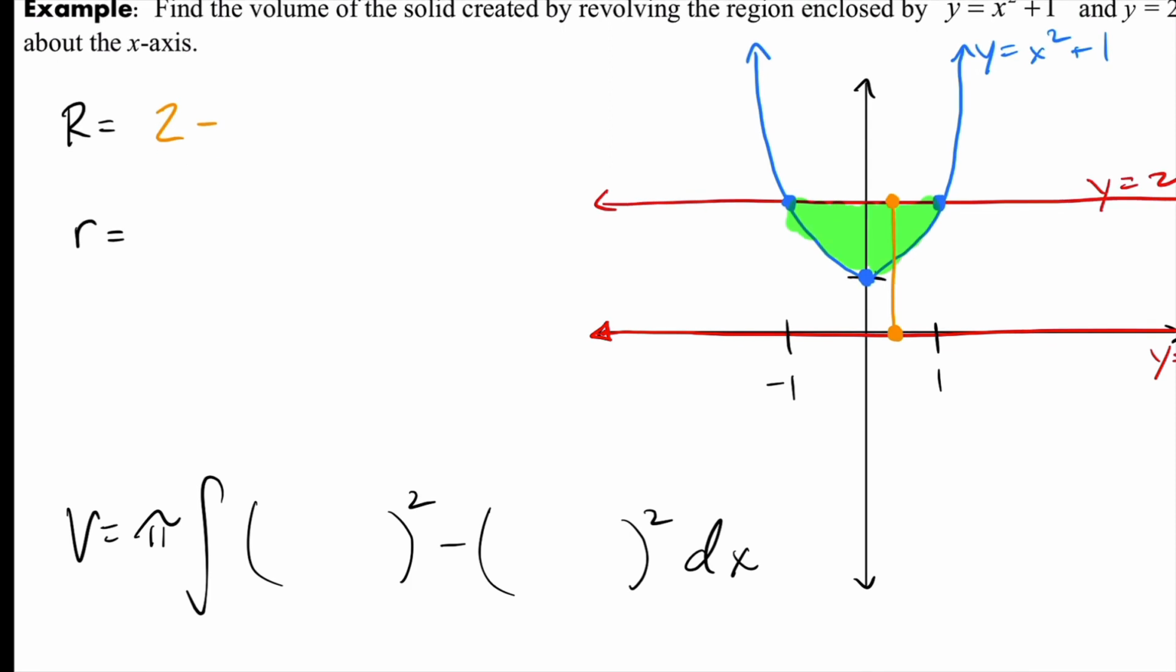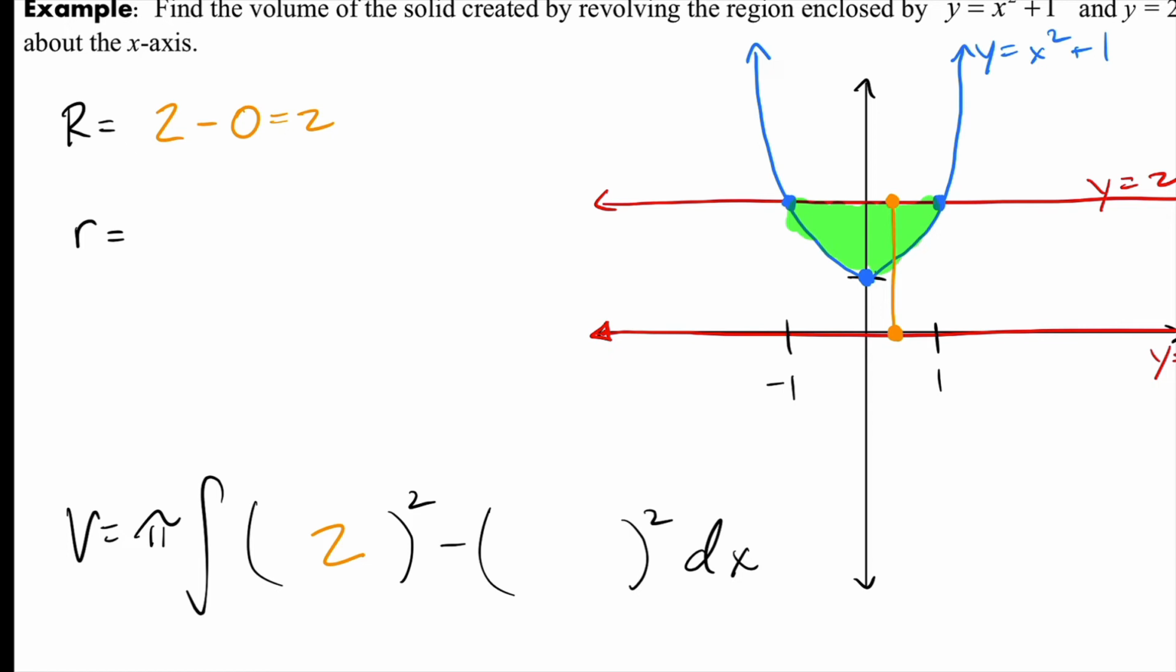Where's the bottom dot at? y equals 0. So I'm going to put 2 minus 0. What is 2 minus 0? 2. I'm going to put that in there for big R.